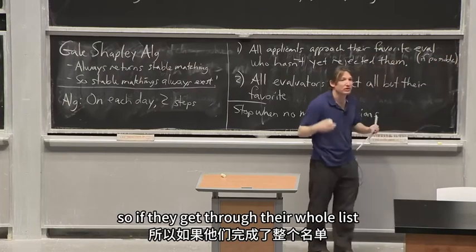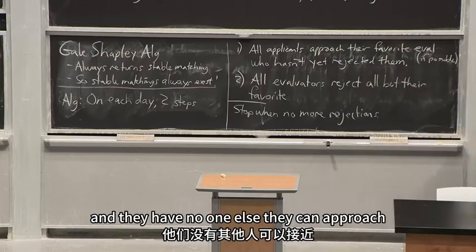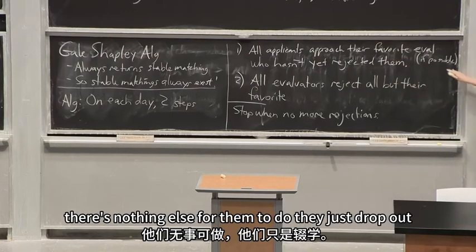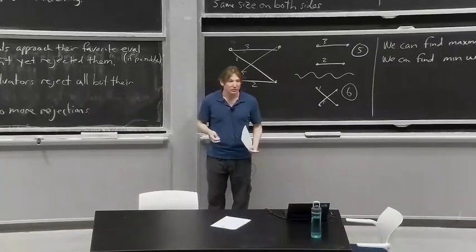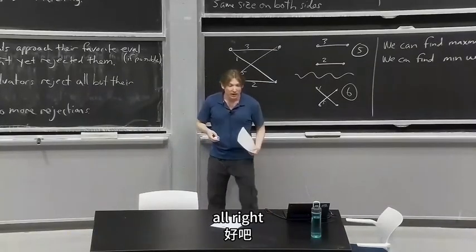So if they get through their whole list and everyone has said no and they have no one else they can approach, there's nothing else for them to do. They just drop out. All right.